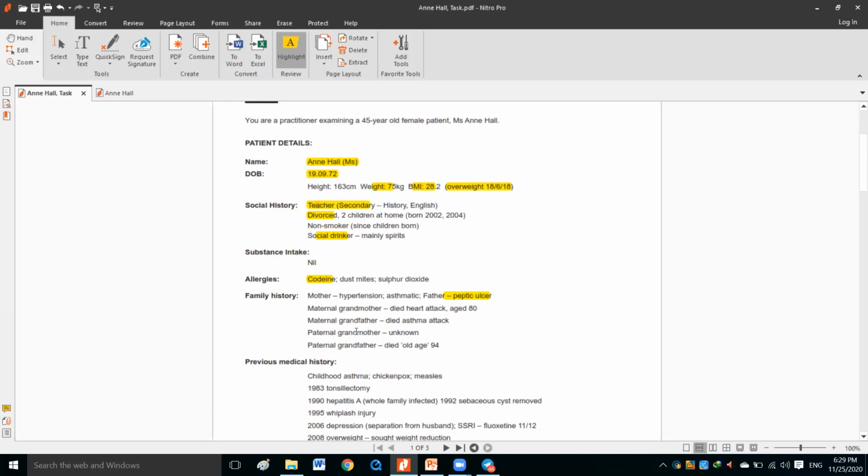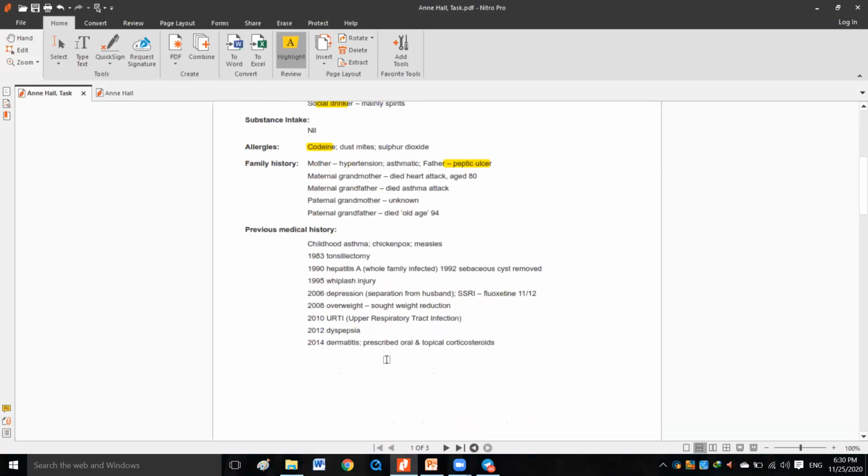Maternal grandmother died of a heart attack aged 80, irrelevant. Maternal died of an asthma attack, irrelevant. Paternal unknown, irrelevant. The last one is also irrelevant.